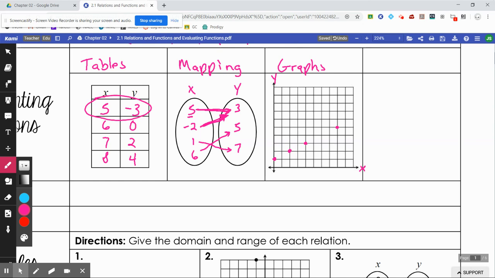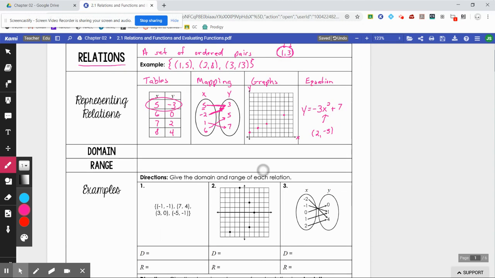And finally, we can represent a relation as an equation. And the reason that would be a relation is we could take any x value and plug it in. Well, what about when x is 2? We could take that value and plug it in, and we'd find out that y is, let's say, 2 squared is 4, -12 plus 7 would be -5. And we could do that for a whole set of ordered pairs. So that's all the different ways that we can represent relations.